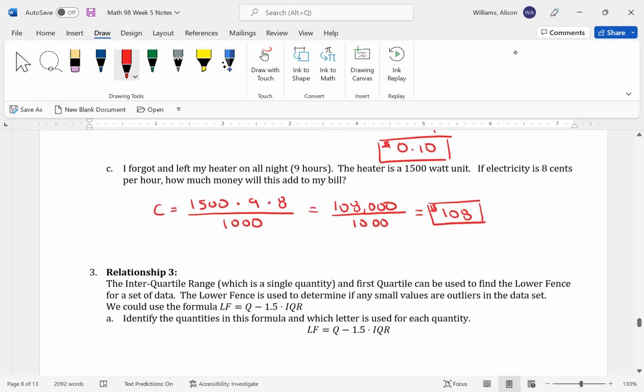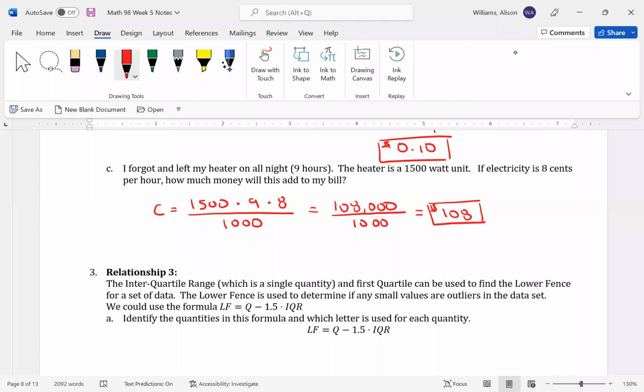Okay. Relationship 3. The interquartile range, which is a single quantity in the first quartile, can be measured to find the lower fence for a set of data. Now, what's funny is this is actually a statistics thing. So if anybody's moving into statistics in the future, they know they're going to eventually take statistics. This is a formula that you use in statistics, but it doesn't really make sense right now. And that's okay. I don't need it to make sense. I just need to know what the formula is so that I can use it. The lower fence is used to determine if any small values are outliers in the data set.